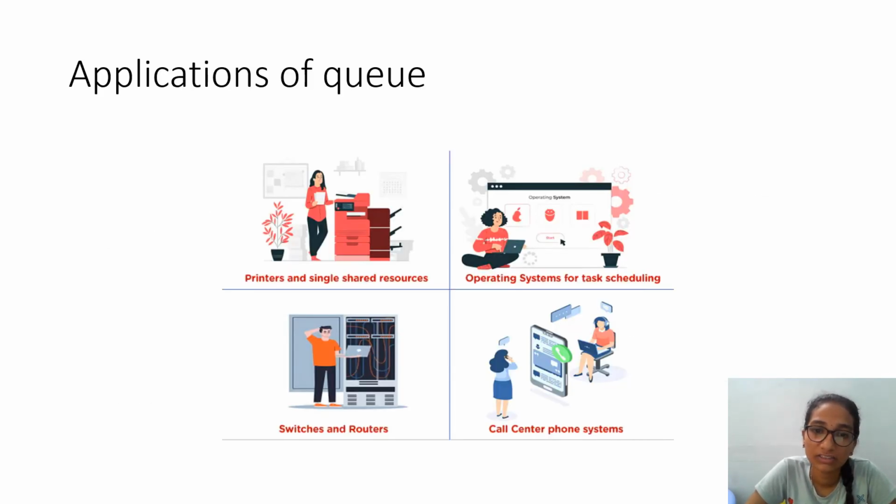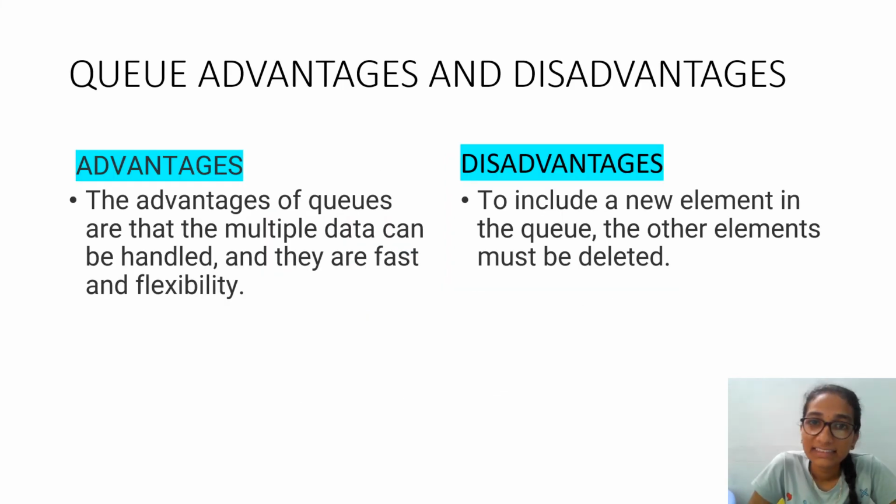These are the pictures that represent the applications of queue. The first picture is the printers. We will use queue data structure in printers in order to maintain the order of the pages while printing. We will also use queue data structures in operating systems for task scheduling, switches and routers, and also in call center phone systems. Let us see what are advantages and disadvantages of queue.